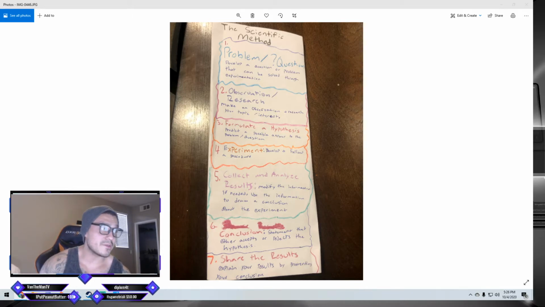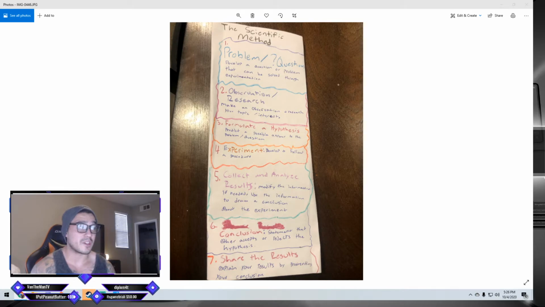Let's go to the observation. Basically, we're going to be talking about the problem in question. So you develop a question or problem that can actually be solved through an experiment. From there, you do some research and you observe it. When it comes to observations, you use all your five senses: smell, sight, touch, hearing, and taste. And once you do, you finally find something that you're interested in.